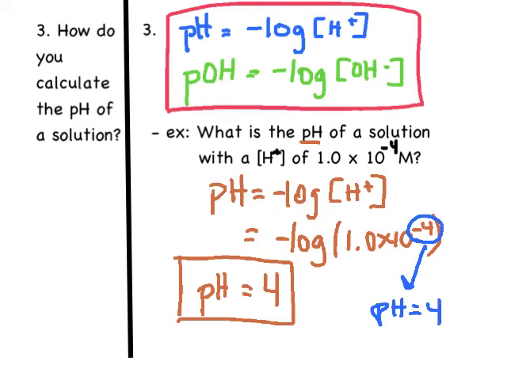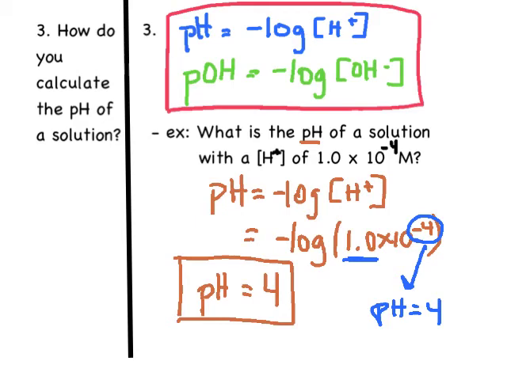Now that usually only works if you have a 1 out here in front. But if you have a different number out front, the exponent is usually very close, and I'll show you another example. So if, like on a test, you're not allowed to use a calculator, or if you forgot your calculator, you can do it a little cheater way by just taking the negative value of the exponent. So basically turning that exponent to a positive number.